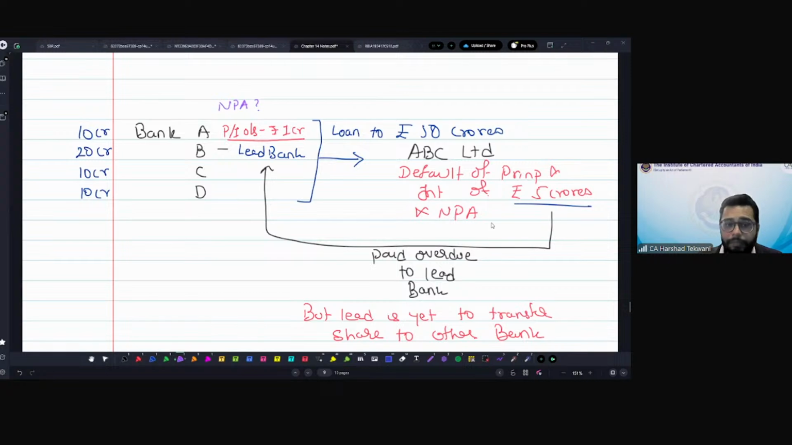Absolutely correct. Yes, I will not treat this account as a standard asset or performing asset. I will still continue to treat this account as an NPA. Reason, because bank A has not received the funds. Again, regulation comes into play that till the time bank receives their money, they have to classify the accounts NPA, irrespective whether the customer has paid or not. So let's say customer paid, but somehow bank has not received the money. I'll still say that's an NPA.